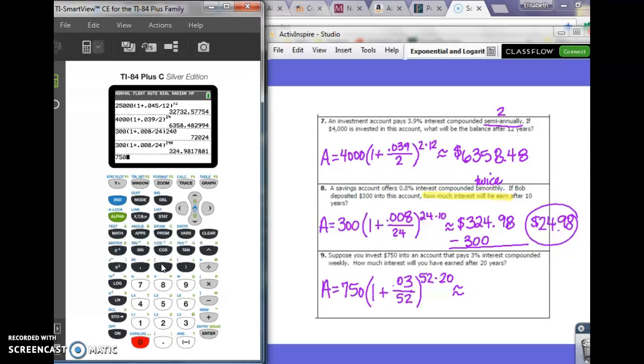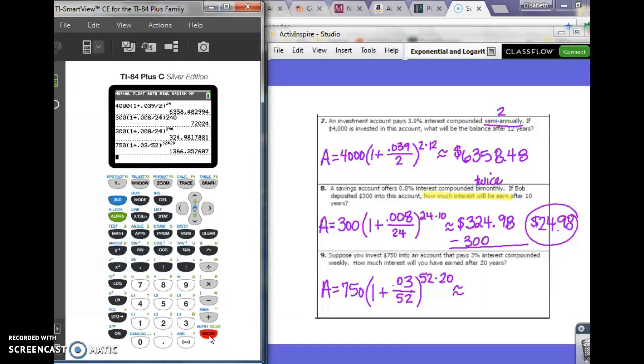Then as you start keying things into your calculator, 750 times 1 plus 0.03 over 52 raised to the, now this is an example where you might not know off the top of your head what 52 times 20 is. You can put the n times the t in your power and your calculator can handle that just fine.